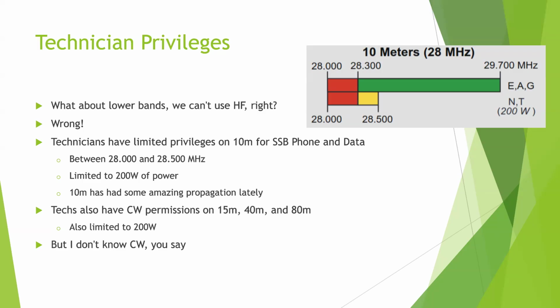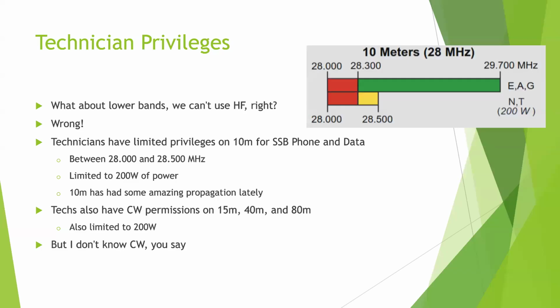Now, as soon as I say CW, people's eyes glass over because it's like, oh, I didn't even get my license until I didn't have to have CW anymore, right? Because you guys know CW is Morse code. CW stands for continuous wave. It's Morse code. It's the bread and butter of the old telegraph system, right?